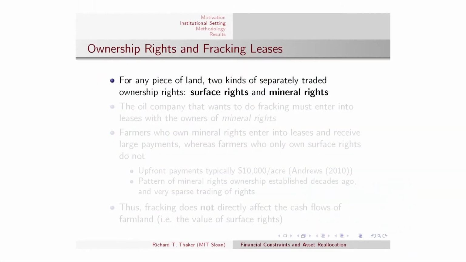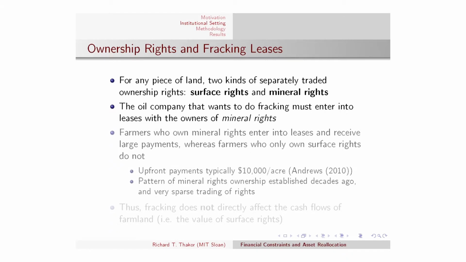Now, the second reason is that there's a unique institutional detail in the state of Oklahoma. There's what's called a split estate ownership system for any given parcel of land. In other words, any given piece of land has a split between surface rights and mineral rights underneath the ground, and the two are completely separately traded assets. So an oil company that wants to do fracking must enter into a lease with the owners of the mineral rights underneath the ground. Farmers who own mineral rights and enter into these leases will receive large cash payments, whereas other farmers will not. And the magnitude is very large. To give you a sense, it's very typical to see a lease of about $10,000 per acre.